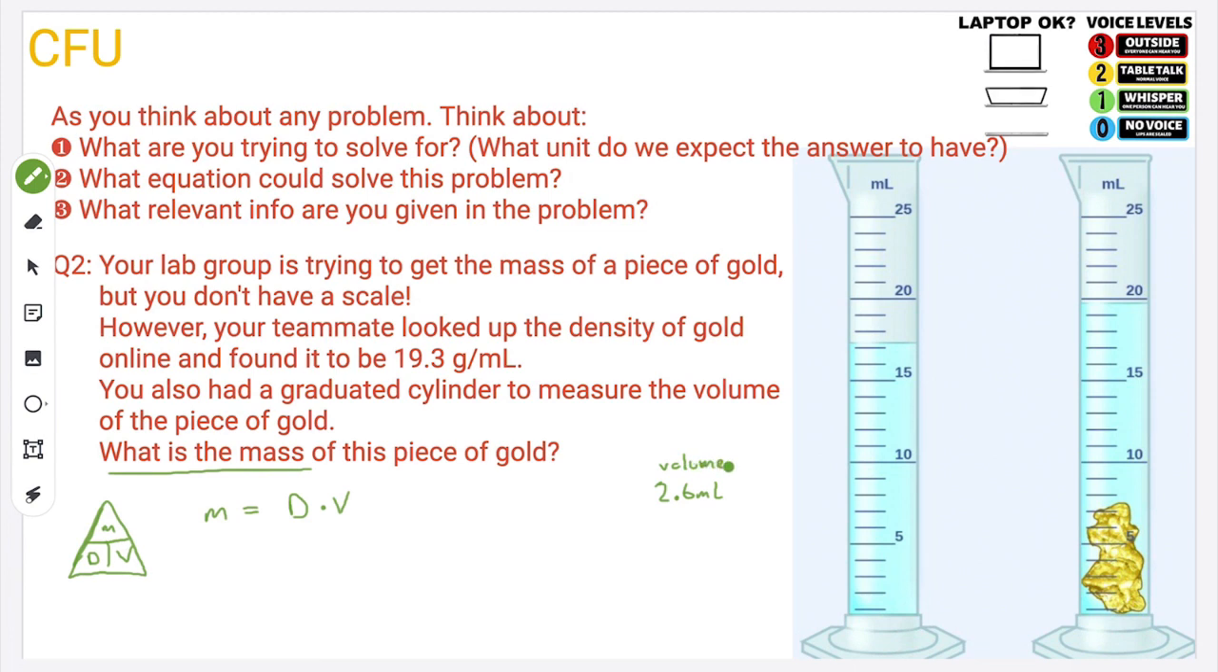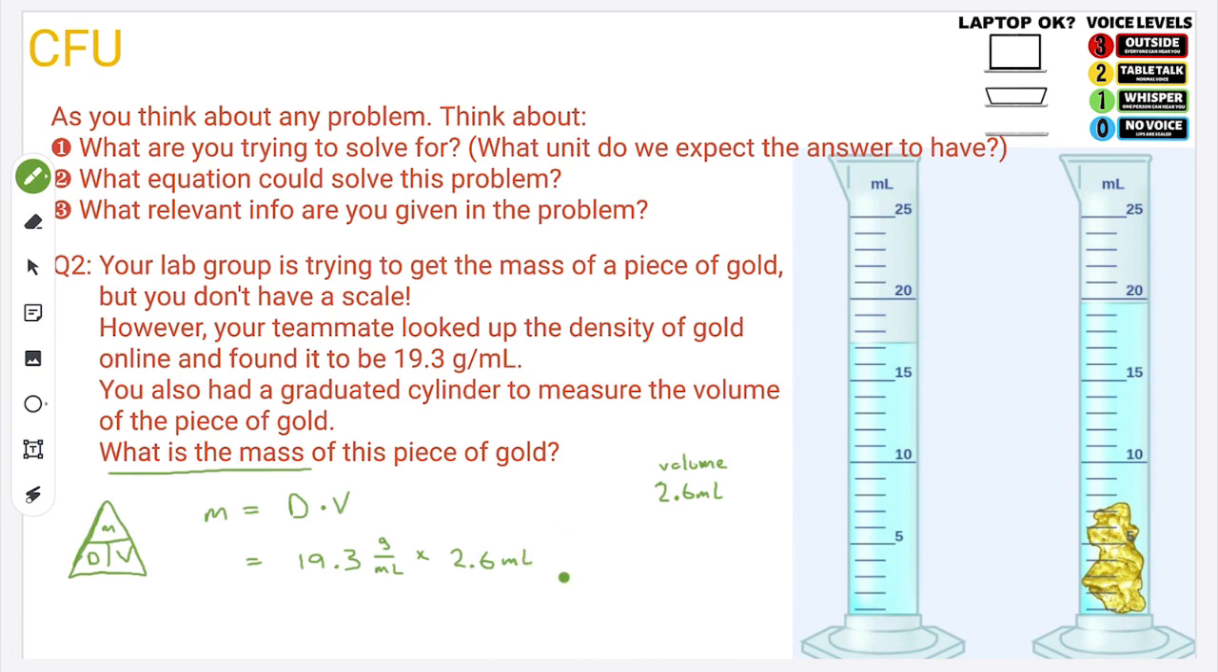Volume, right? Cool. And I'm just going to plug that in here. I'm going to plug both of them. Let's do it. Density is 19.3 grams per milliliter. I'm going to multiply by 2.6 milliliters.